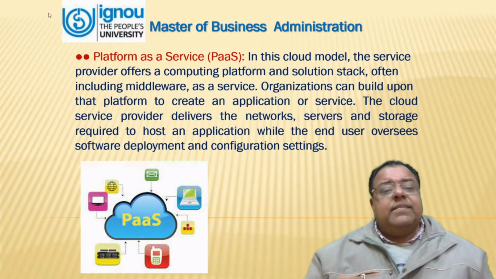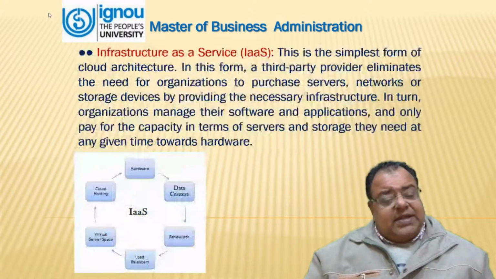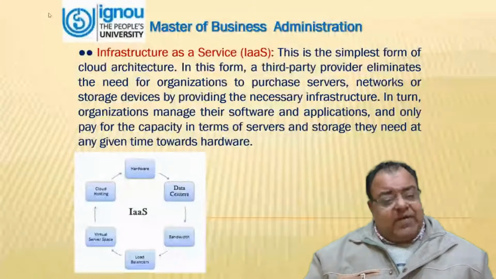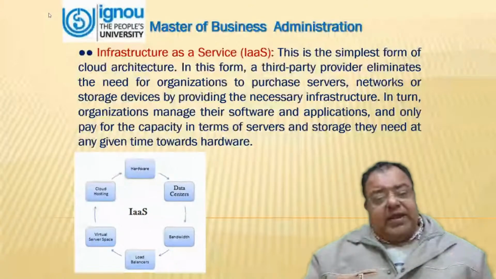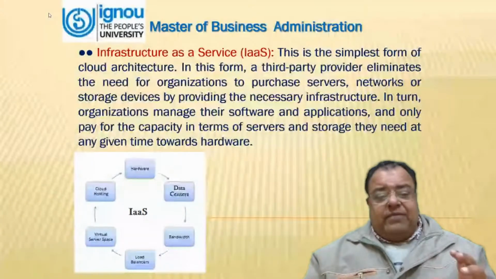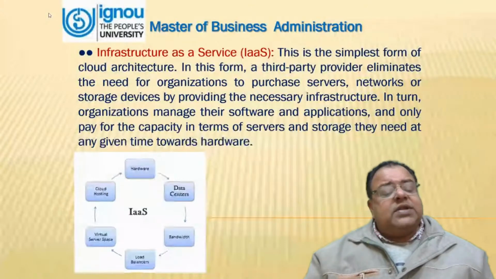Third one is infrastructure as a service. This is the simplest form of cloud architecture. In this form, a third party provider eliminates the need of organizations to purchase servers, networks, or storage devices by providing the necessary infrastructure. In turn, the organizations manage their software and applications and only pay for the capacity in terms of servers and storage they need at any given time towards hardware.